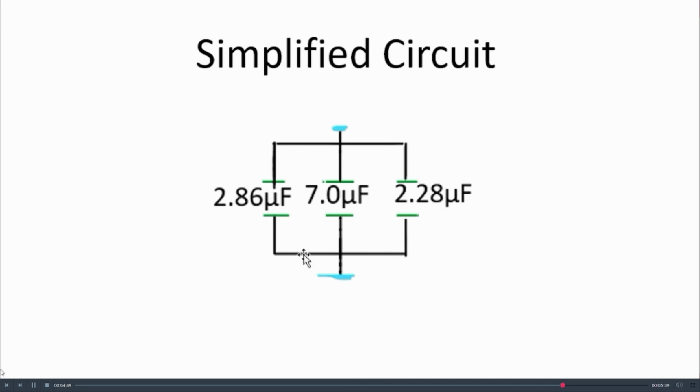Here we have our simplified circuit. As you can see, it is just 3 capacitors in parallel. We have 2.86 microfarad, 7.0 microfarad, and 2.28 microfarad. Now we can use the parallel equation and find our total equivalence.